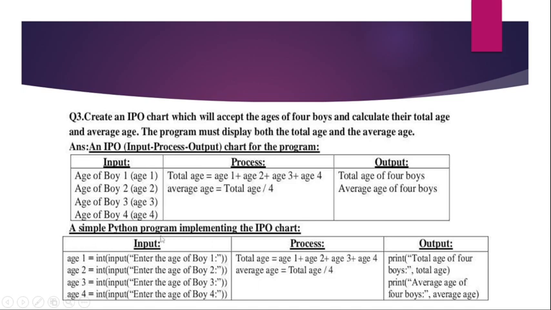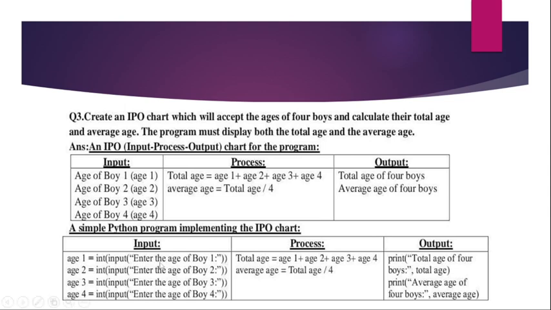A simple Python program implementing the IPO chart. As Python is a programming language, maybe we will study Python language in detail in the next chapter. So we write the input of this question in Python language like this. Age 1 equals to int. Int basically is a data type that is used in Python language. It represents integer type numbers. For example, age of students, number of students, or any countable quantity.